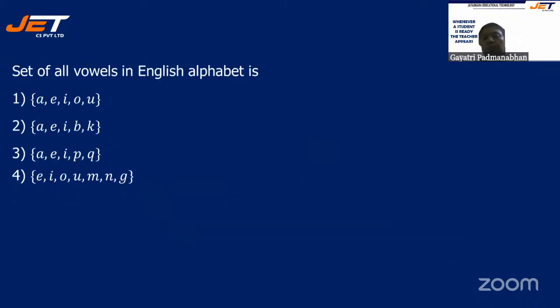See the next question. Set of all vowels in the English alphabet is dash. Options: A, E, I, O, U; A, E, I, B, K; A, E, I, P, Q; E, I, O, U, M, G. Very simple question. Everybody knows what the vowels are.